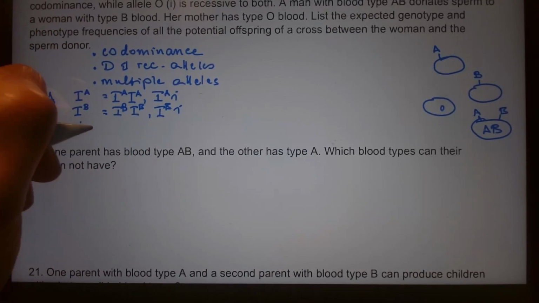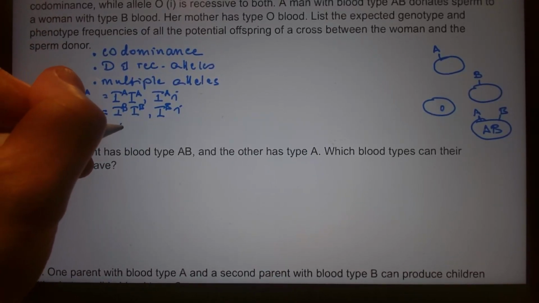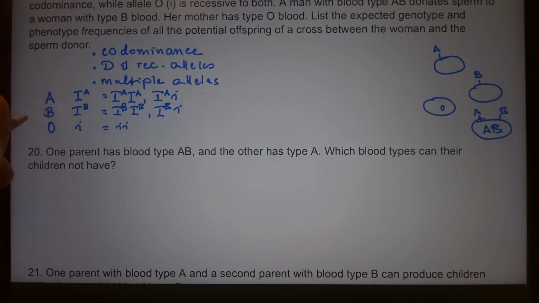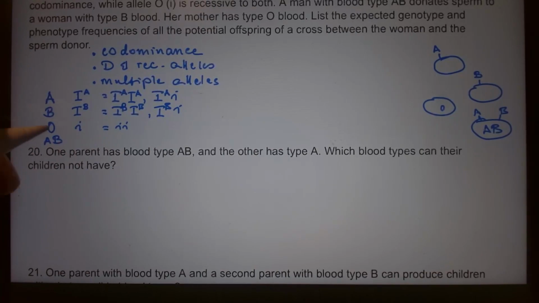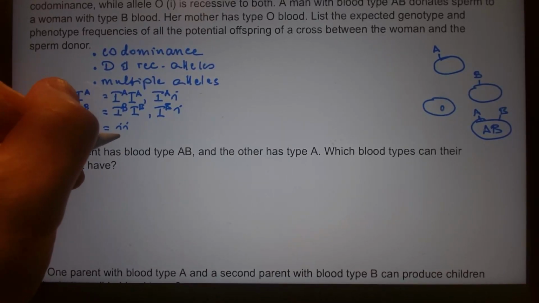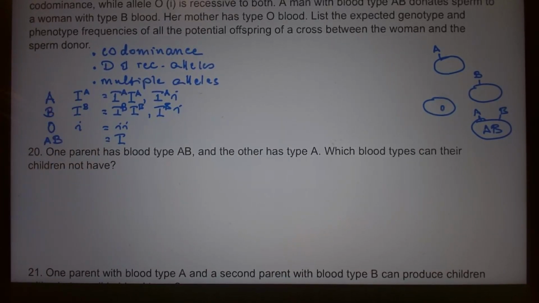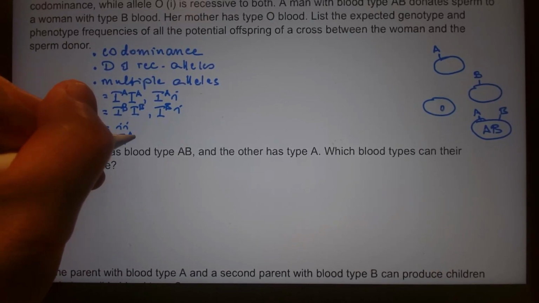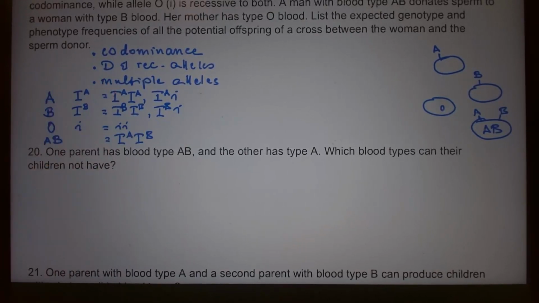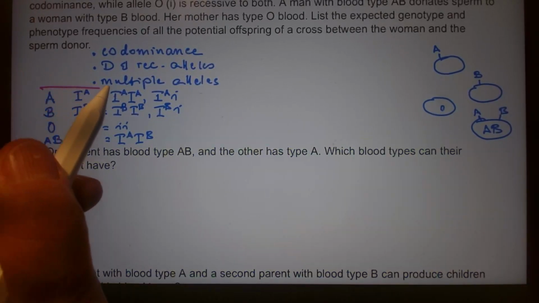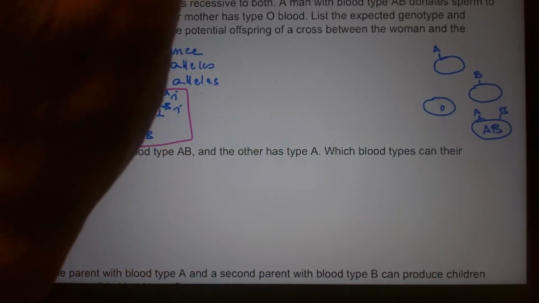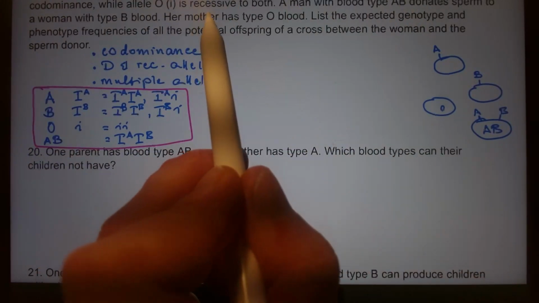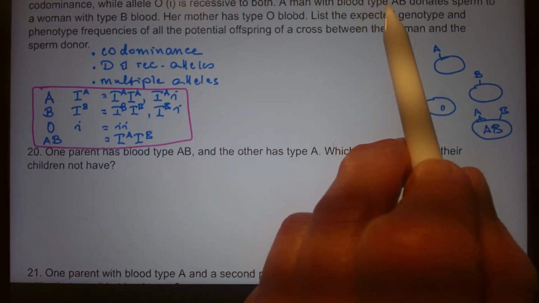For O blood, the person has to be homozygous recessive, and we have another type of blood, AB, and that person has to be only codominant for A and B. Now, knowing this, for our problem to solve, we have a man with type AB.